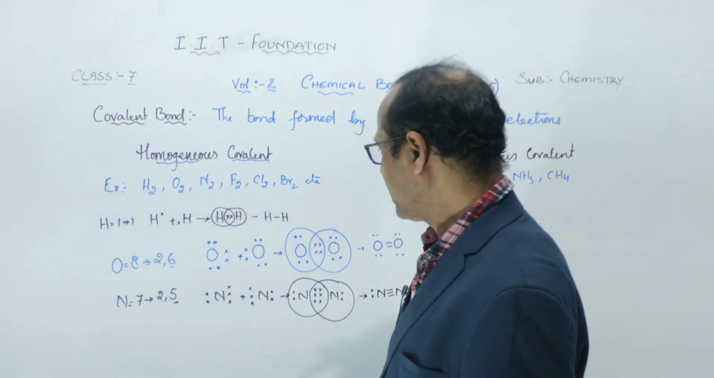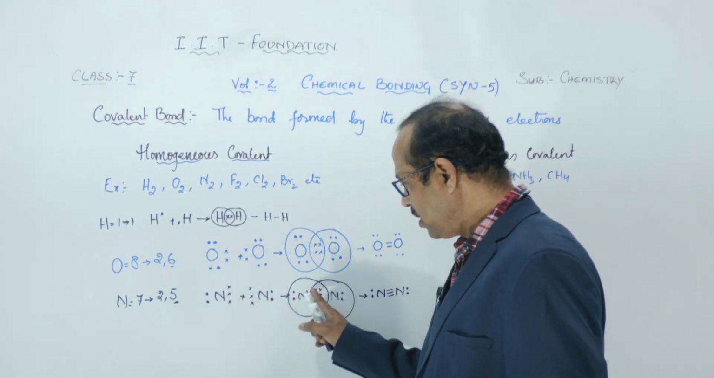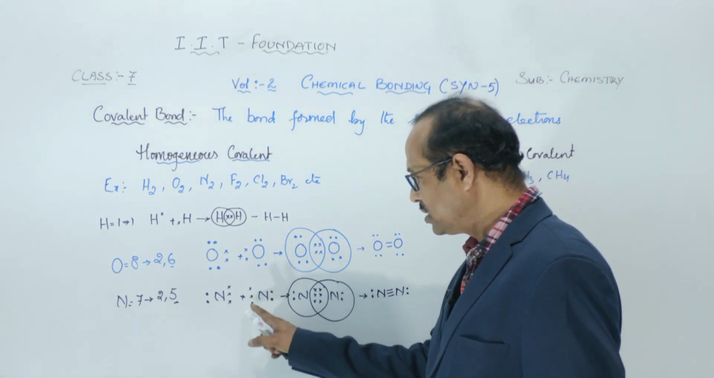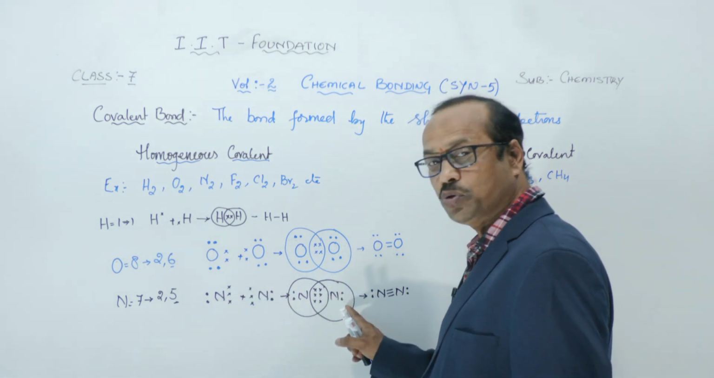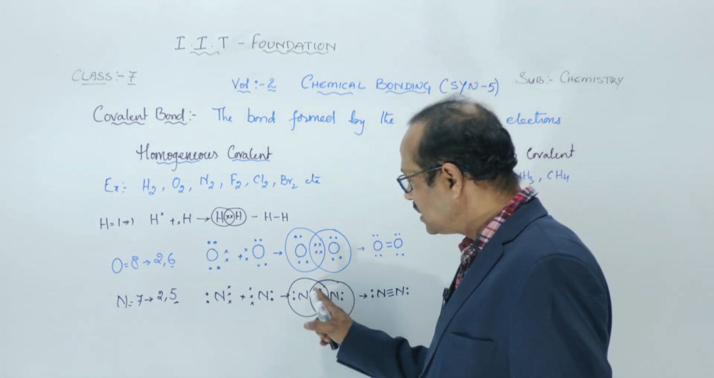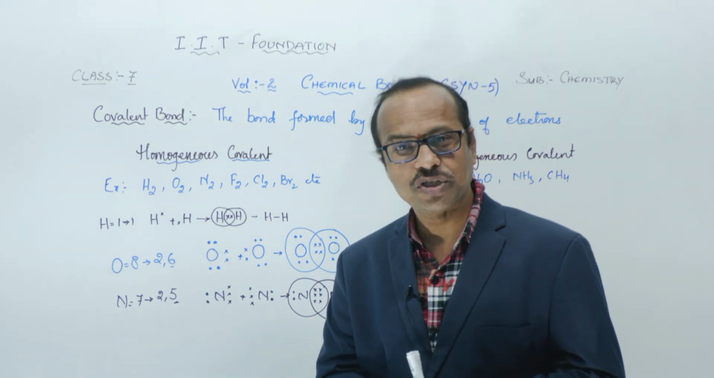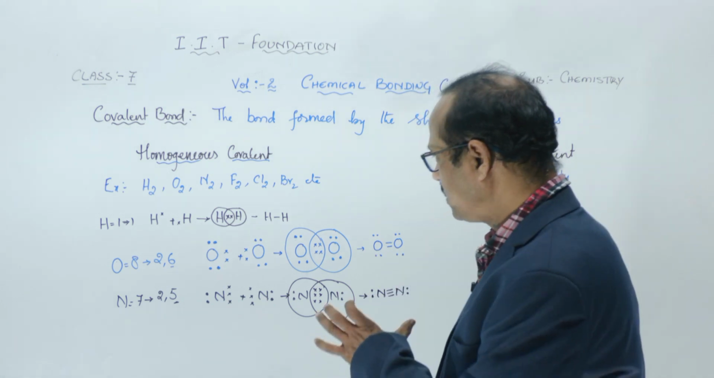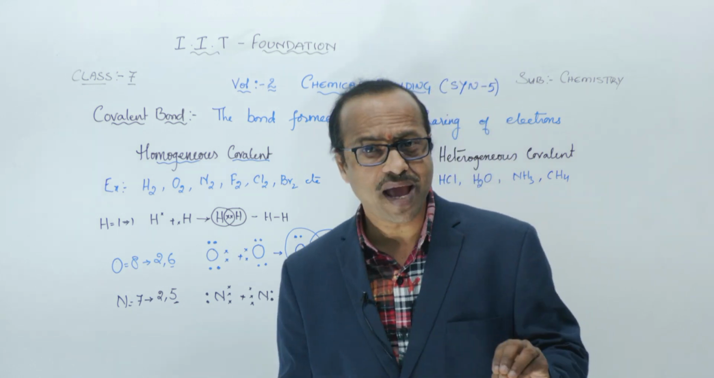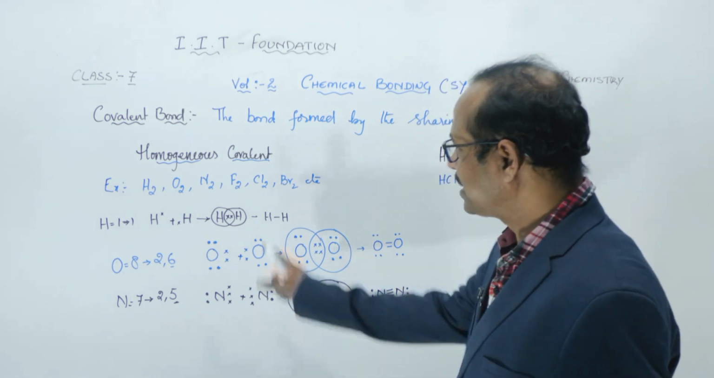Similarly, this is nitrogen. You see here, total 5 electrons are there, but 3 are participating in the bond formation and 2 are not participating. In this nitrogen also, these 3 are participating in the bond formation, these 2 are not. So this pair of electrons is called a lone pair, and these pairs of electrons are called bond pairs. Those which participate in the bond formation are called bond pairs. Those which do not participate in the bond formation belong to only one atom, and they are called lone pairs of electrons. Clear? So this is about the homogeneous.